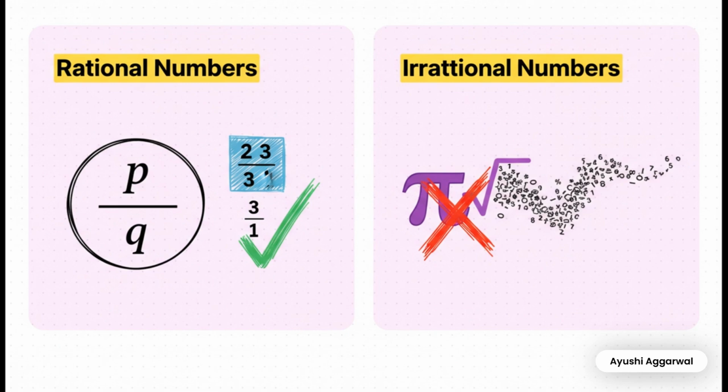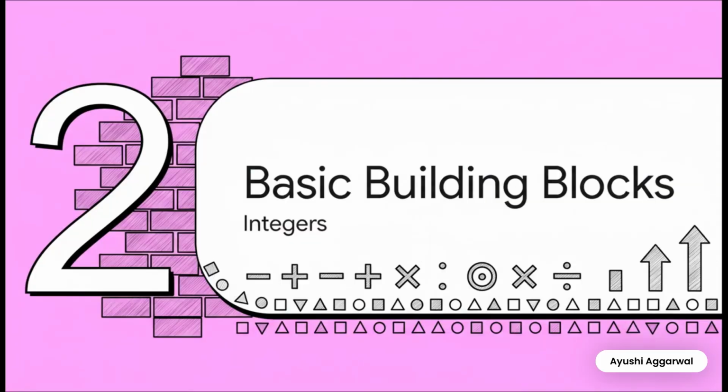They're these crazy, non-terminating, non-repeating decimals. Think of pi or the square root of 2. So the main key word to remember here, p by q form. Got it? Okay, so now that we've got the big picture, let's zoom right in.